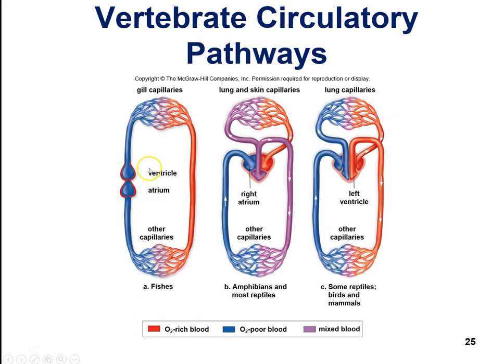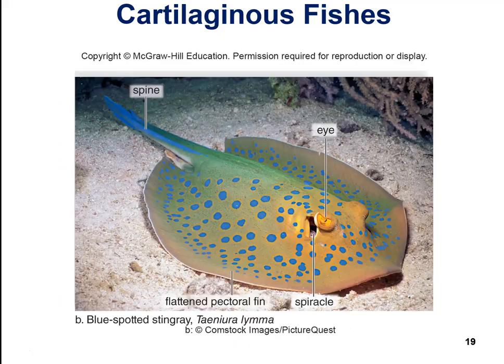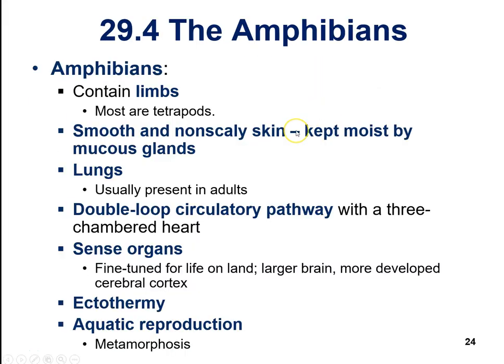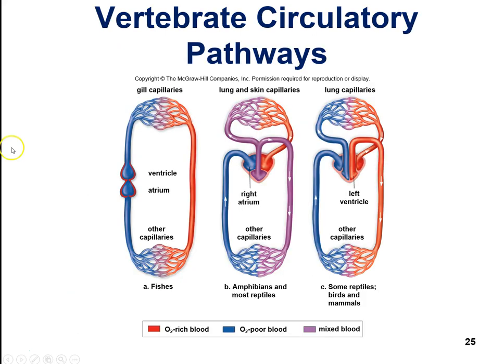All right, and so you guys are responsible for being able to identify these different circulatory pathways. So we're showing here the fishes versus amphibians and most reptiles, and then you can think of birds and mammals being here. Okay, so fishes, amphibians and reptiles, and birds and mammals. Make sure you can identify these, right? If I showed you these pictures, you should be able to say, I know this is a representative of a fish circulatory pathway, amphibian, and mammals.